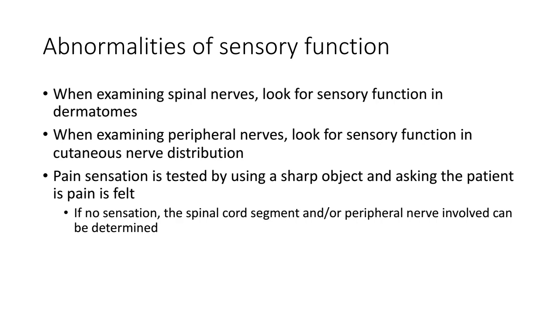Pain sensation is tested by using a sharp object and then asking the patient if pain is felt. So you're using something like a pinwheel and asking, do you feel this? Do you feel that? And you're just looking for sensation. If there's no sensation, the spinal cord segment and/or the peripheral nerve that's involved can be determined.